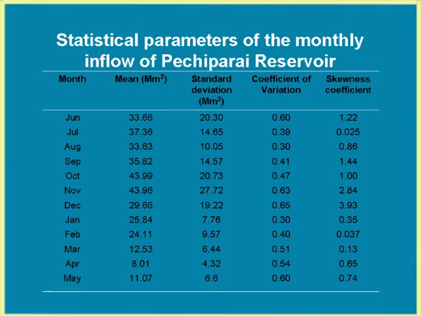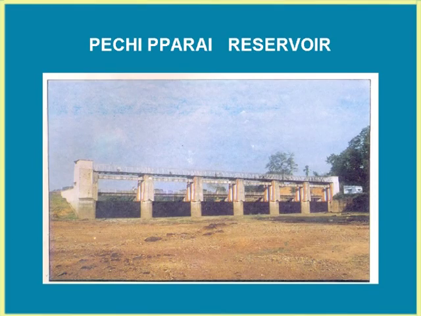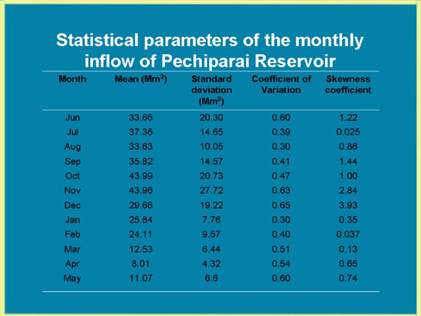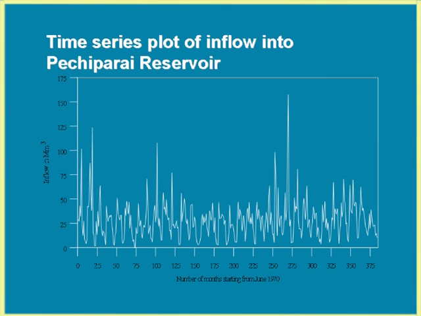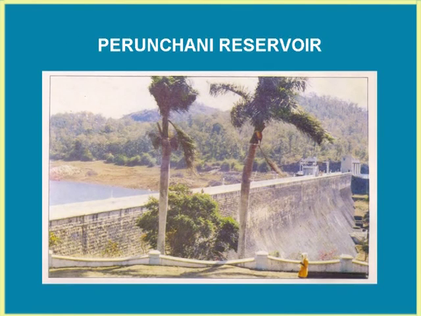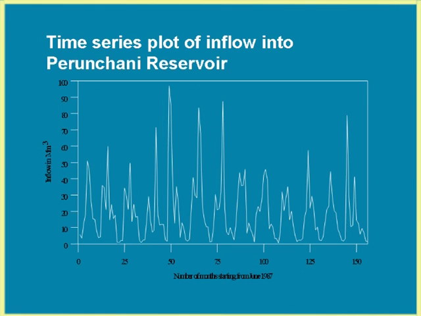And these are the statistical parameters. The only thing I want to impress upon is the coefficient of variation, right? The coefficient of variation is very small. That means there is not much variation in the inflow over the past 30 years for each and every month. In the major reservoir Pechipari, this is the inflow statistics. It's a time series plot. And this is another reservoir, Perinchani. Here also there is not much variation in its inflow except during summer, that is only during the month of May. In other months the variation is very small.